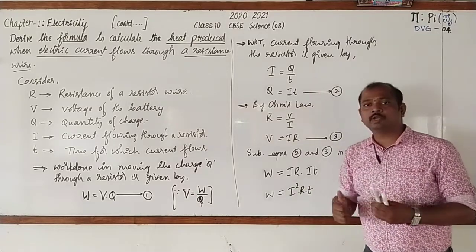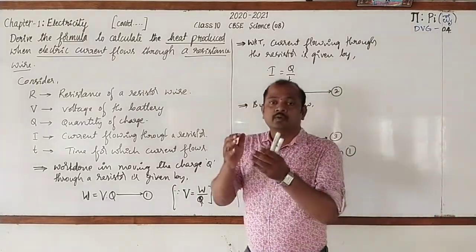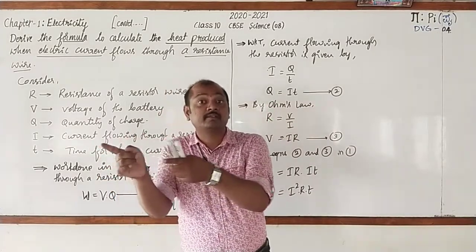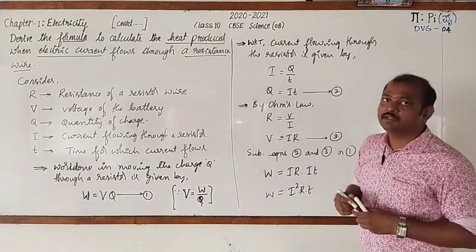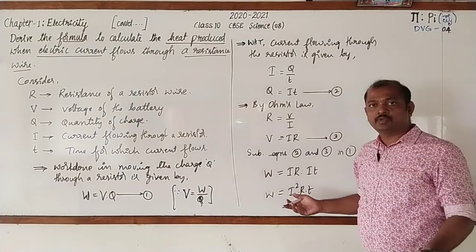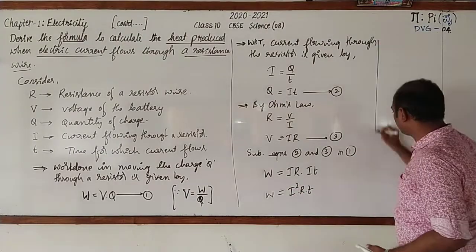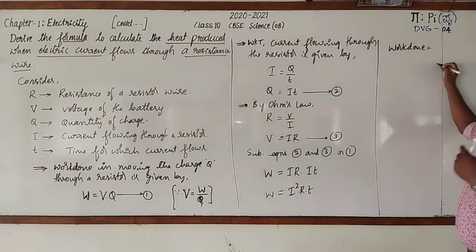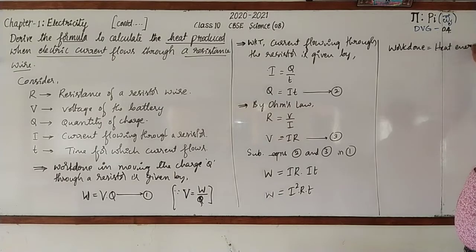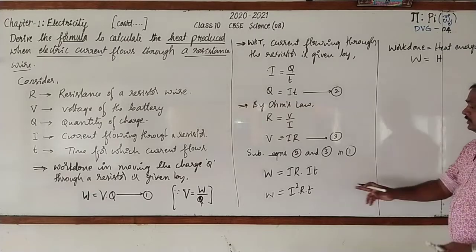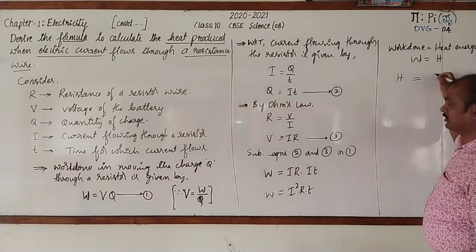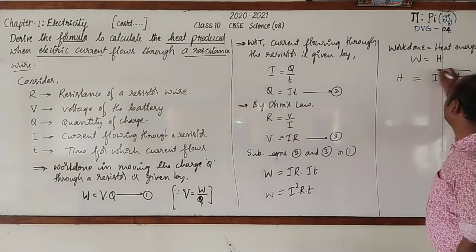What is W? W is work done. That means work was done to convert electrical energy into heat energy. Then can we write work done is equal to heat energy? Yes. Here I write. Work done. Work has been done to produce heat. So I write heat energy. That means in place of W, I can go for taking H. Now we can rewrite this equation as H is equal to I square into R into T.